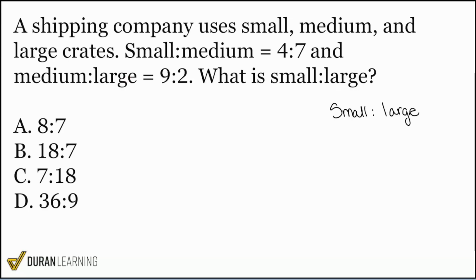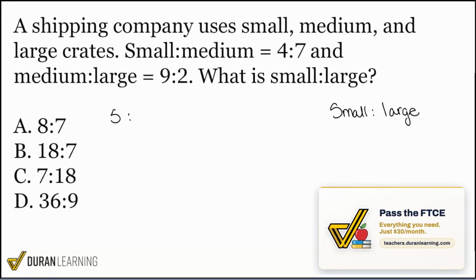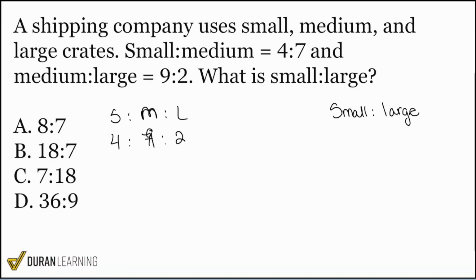So if you're sitting here saying, hey, I'm confused, I am looking for the ratio of small to large, but I don't see that. I see two kind of half ratios, where we have small to medium being 4 to 7, and then we have medium to large being 9 to 2. And if you're trying to say, hey, can I just take this and overlap it?